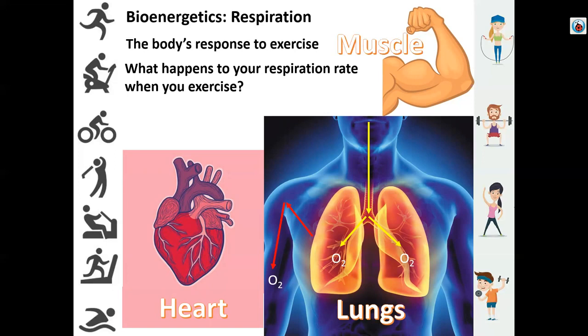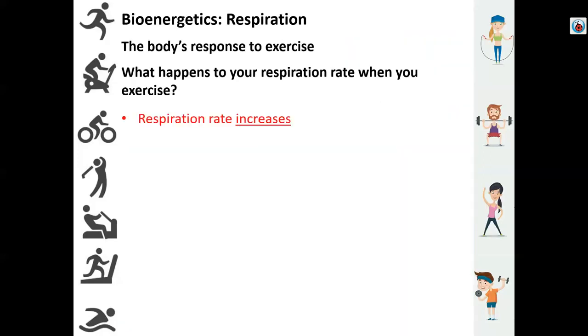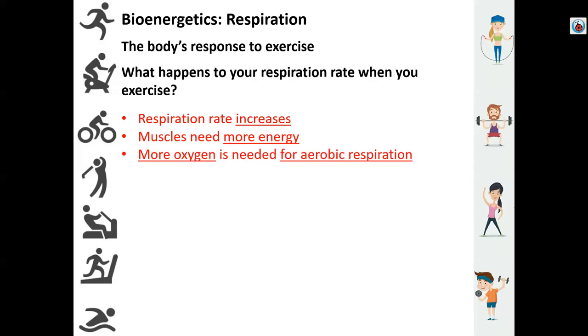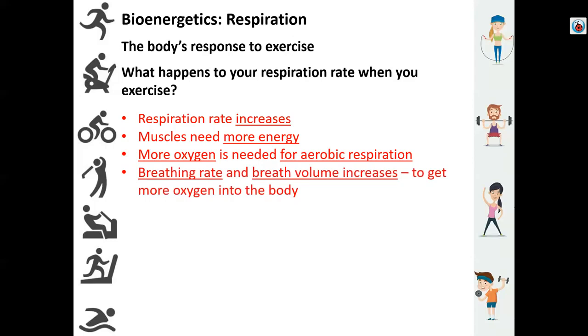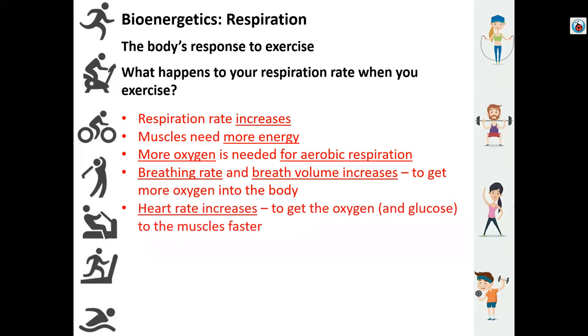for that aerobic respiration. So let's write that down. The basic answer to the question is respiration rate increases. Why does it increase? Because the muscles need more energy to contract. So if they're going to respire aerobically, they need more oxygen. To gain more oxygen, breathing rate and breath volume increases. And to get that oxygen to the muscles, the heart rate increases. As well as getting oxygen to the muscles, carbon dioxide has to be carried away. So the blood also carries the carbon dioxide to the lungs. And then you breathe out that carbon dioxide.